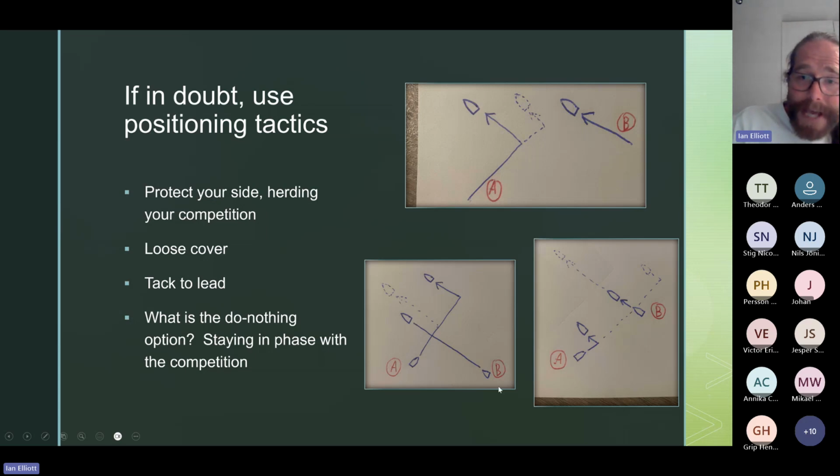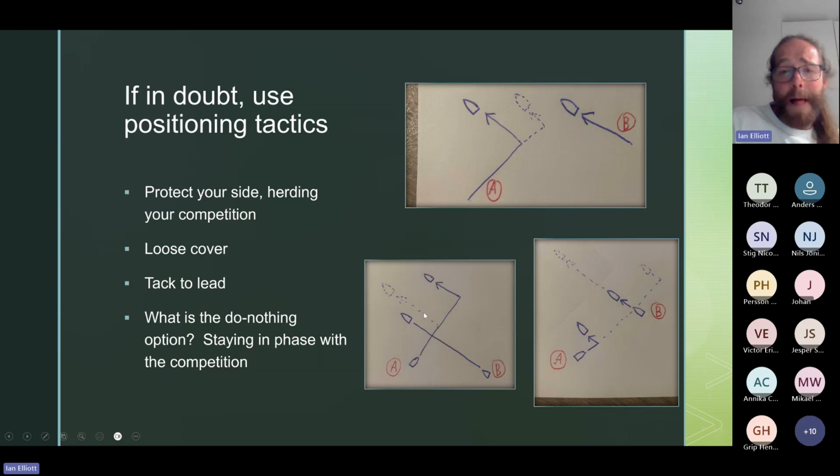So if A is ahead of B here, A has a couple options. A could do the full dark arrow or the dotted line arrow. And again, the dark arrow is the loose cover, and the dotted line arrow is the tight cover. And nobody's going to stay in this position as B. This boat is definitely going to tack.